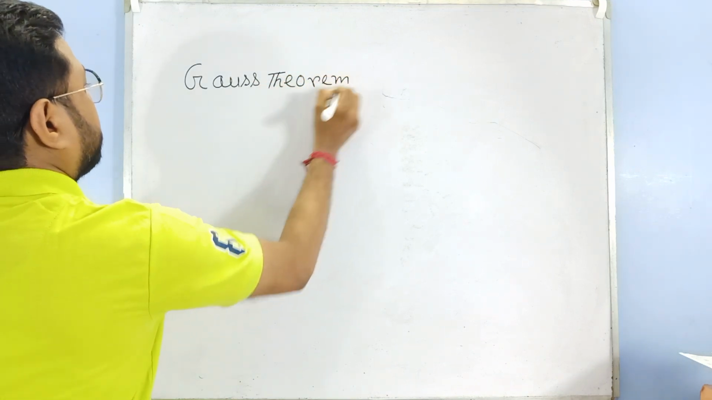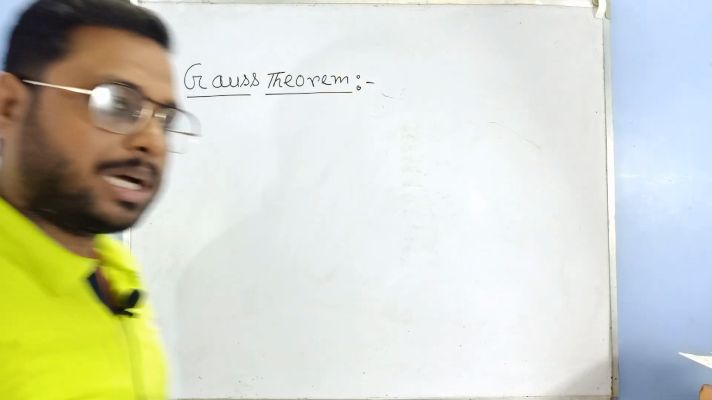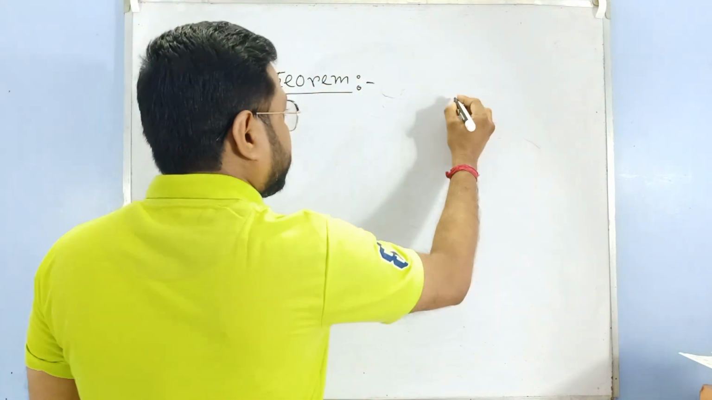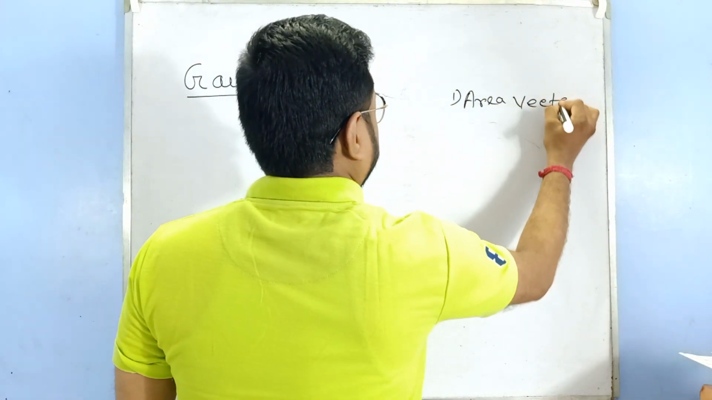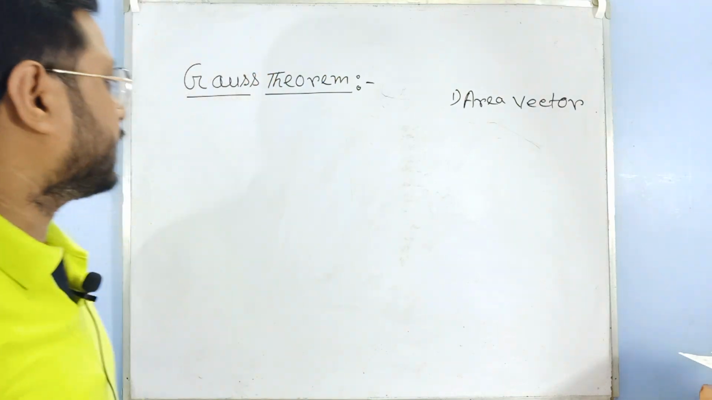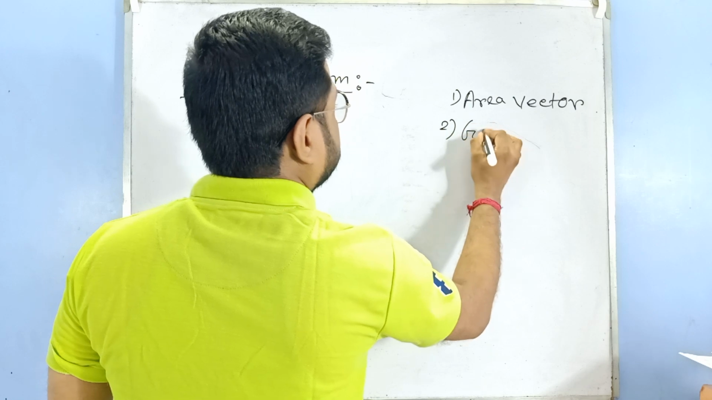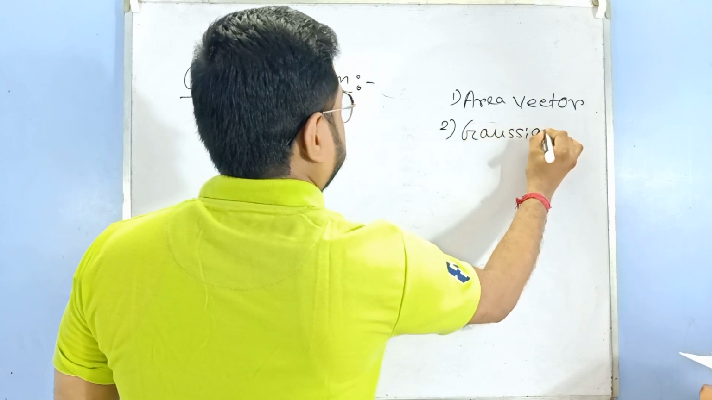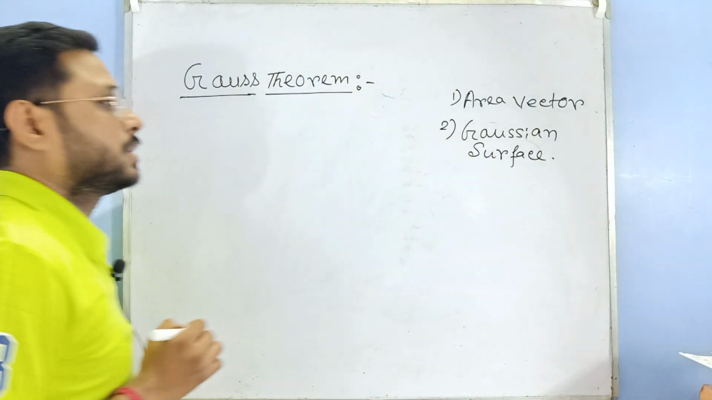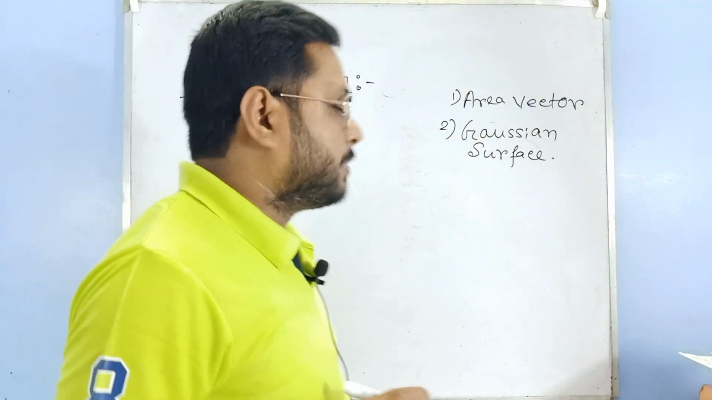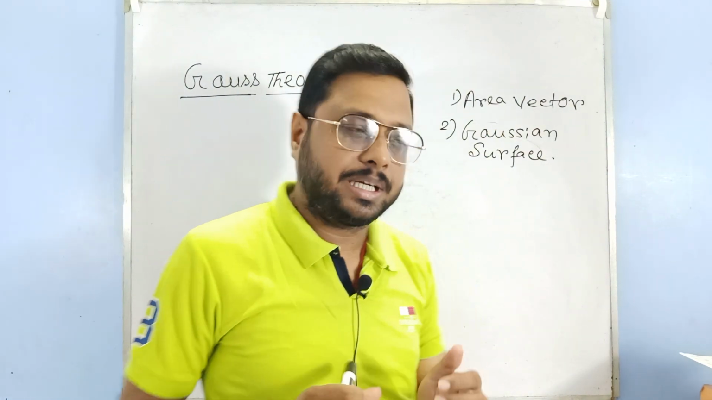Now, before we reach the Gauss theorem, we have to consider some cases. Number one is area vector. What is area vector? Number two is Gaussian surface. What is the Gaussian surface? Before now, we have dealt with only the magnitude of surface area.